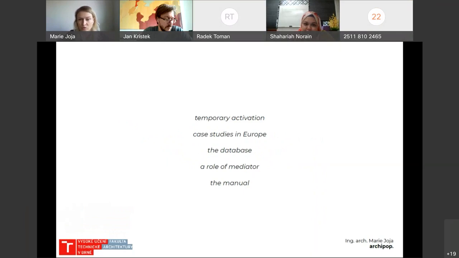I would like to describe the temporary activation. Then I moved in my research to case studies of successful projects in Europe. I followed with the creation of a database which maps successful projects of activation of abandoned sites, and it's publicly accessible and uploaded on a regular basis. Then I deal with the role of mediator between the providers of the properties and providers of temporary activities. And the actual thing I'm working on at the moment is the creation of a manual which would include cooperation with the cities and the municipalities and the properties which are vacant at the moment.